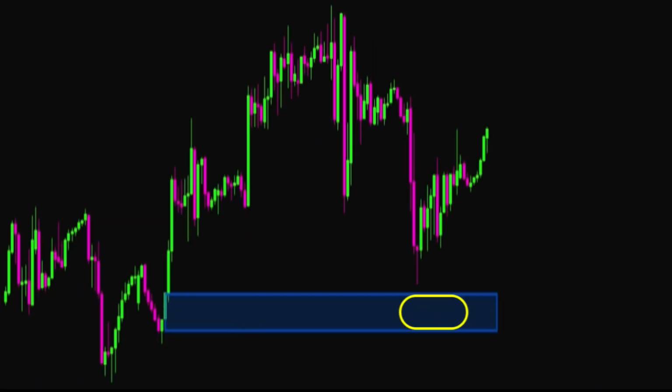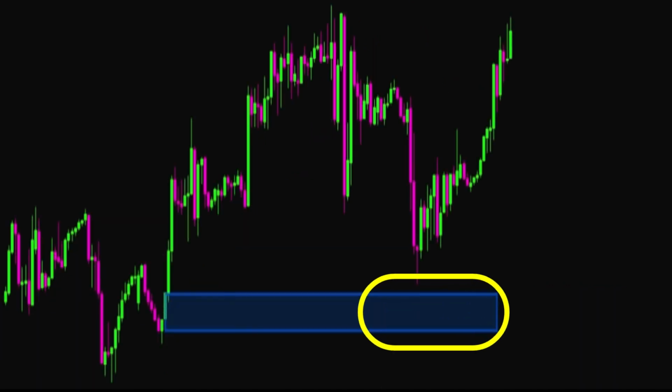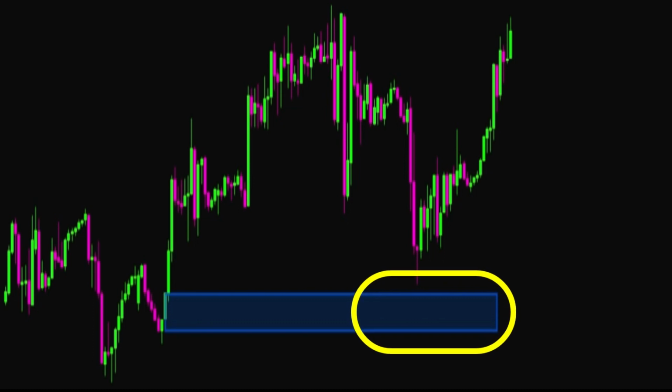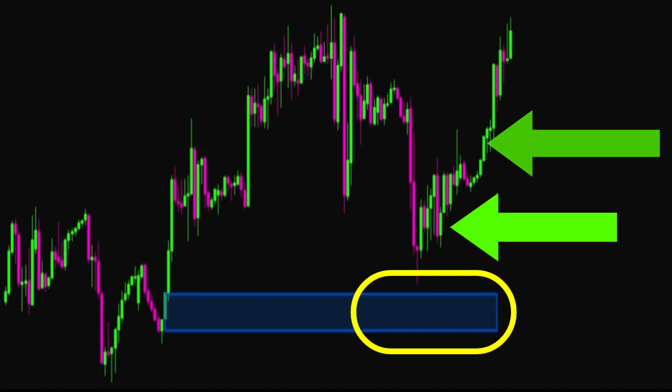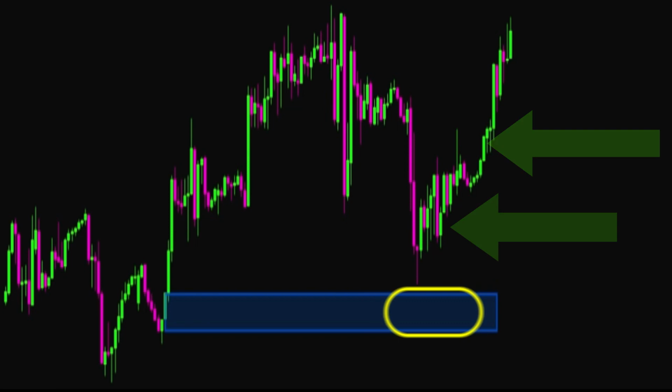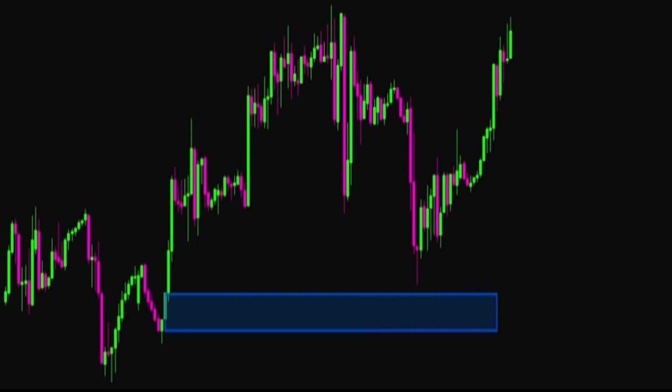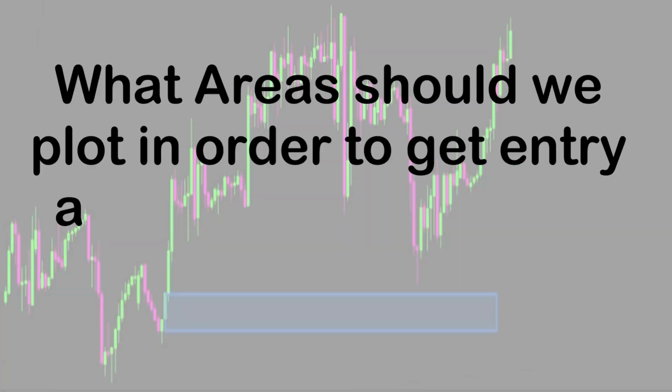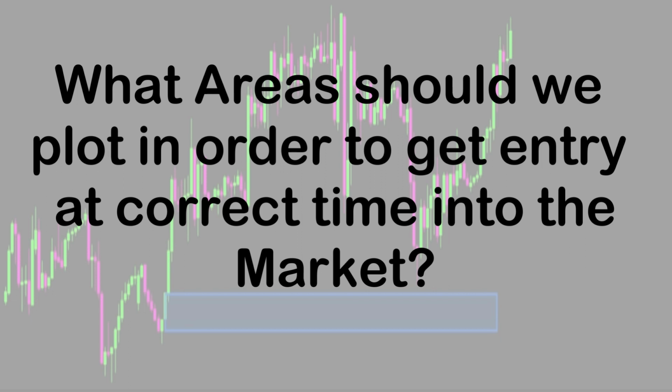And thus, the traders who have set their buy limit orders at this bullish order block zone would initiate their buy trade at this point or this point, which is why they would earn less profits from the market, as they would keep their risk to reward ratio lower than before. Now this question might arise in your mind: if the market goes to the upside before reaching the bullish order block zone, then what areas should we plot in order to get entry at the correct time and not late?